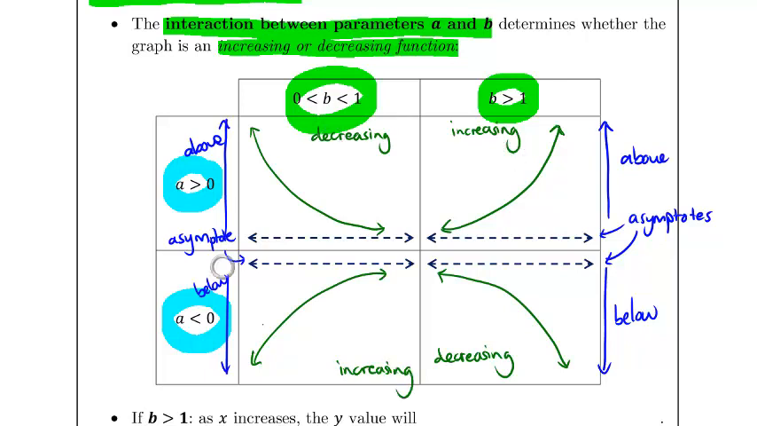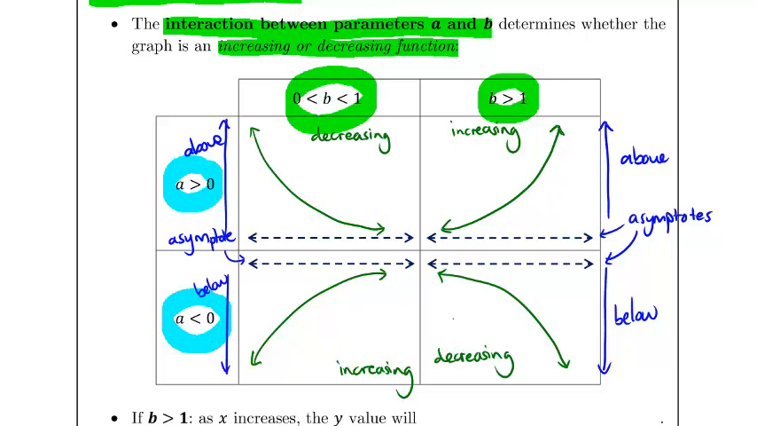Now, this poses a problem for us, guys. Why is this a problem? Because it's very difficult to remember all of this. Do we always have to remember that if b is greater than 1, then it'll only be an increasing function if a is greater than 0, but it'll be a decreasing function if a is less than 0, and when b is between 0 and 1, and so on? Do we have to remember all that?